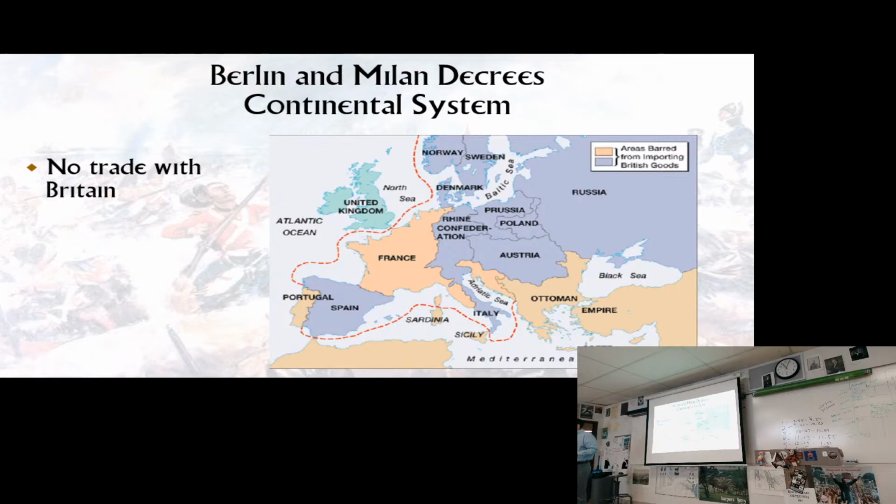But it did have effect on American merchant ships. By the way, Berlin was the capital of a country called Prussia, which is now the capital of Germany. Milan is a major city in Italy, but then it was actually part of France. That gives you an idea of the extent of Napoleon's empire. Yeah? So did you say it was the continental system that made trade with Britain? Yeah. And it was created at these two decrees that Napoleon would issue.